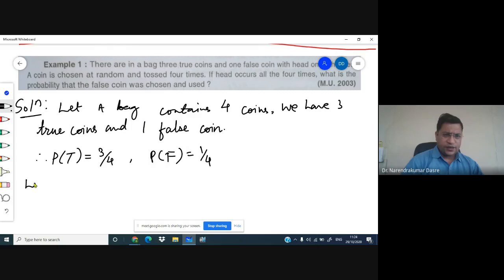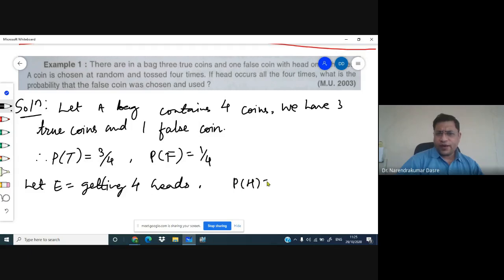Now I define the event. Let E be the event of getting 4 heads. And we know the probability of getting head for a true coin. The probability of getting head when a true coin is selected is 1/2, and the probability of getting head when the false coin is selected is 1. Are you getting this probability?